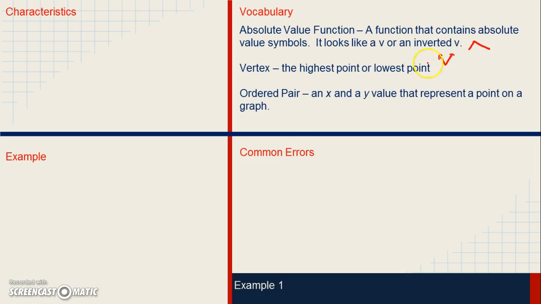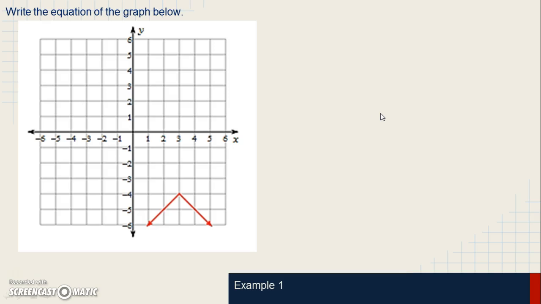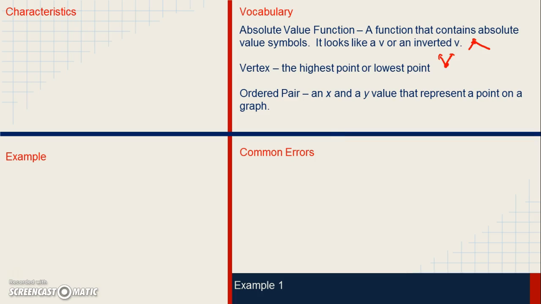You get your arrows on the end. Vertex, that's just the highest point, so like up here, or the lowest point down there. And an ordered pair is x and y values that represent a point on a graph. So if this is my vertex here, then my x coordinate is 3, and my y coordinate is -4. This is an ordered pair, an x, y pair that represents a point on a graph. So that's our key vocabulary.